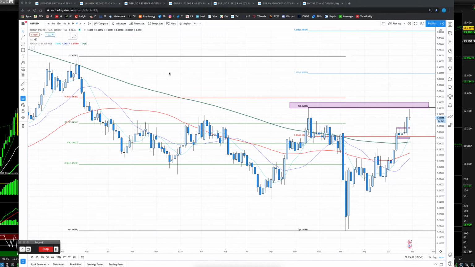I think first target to the downside, T1, would be 1.3320, and then if we can break 1.3320, then we'll be looking for about 1.3250 to 1.3270 to test the previous structure.